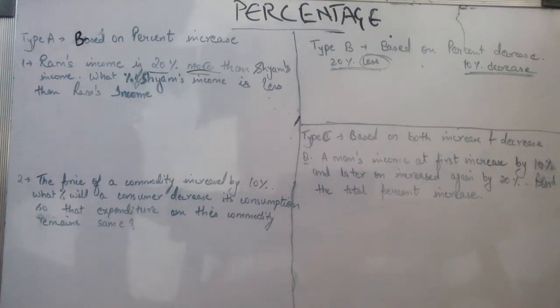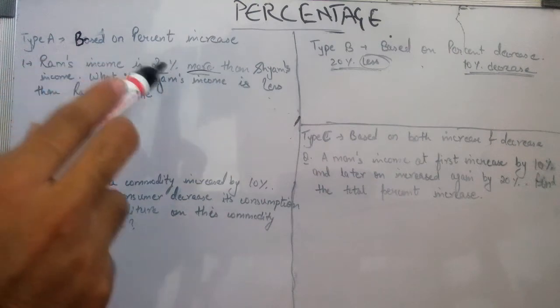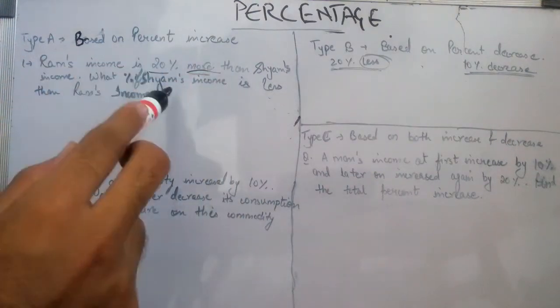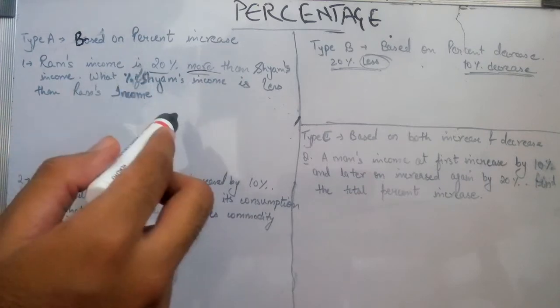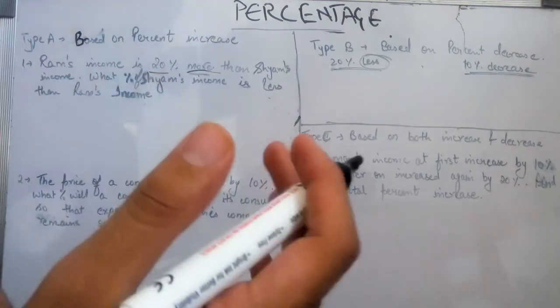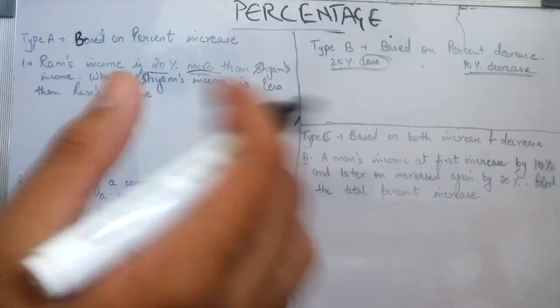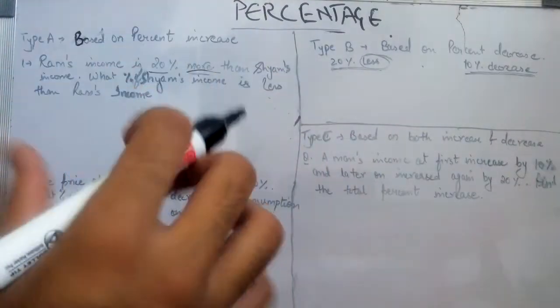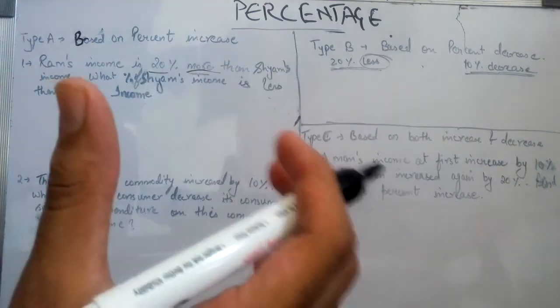The first question on this type is: Ram's income is 20% more than Shyam's income. What percentage of Shyam's income is less than Ram's income? If we assume the income of Shyam to be 100, then Ram's income is 120. So what percentage of Shyam's income is less than Ram's income?